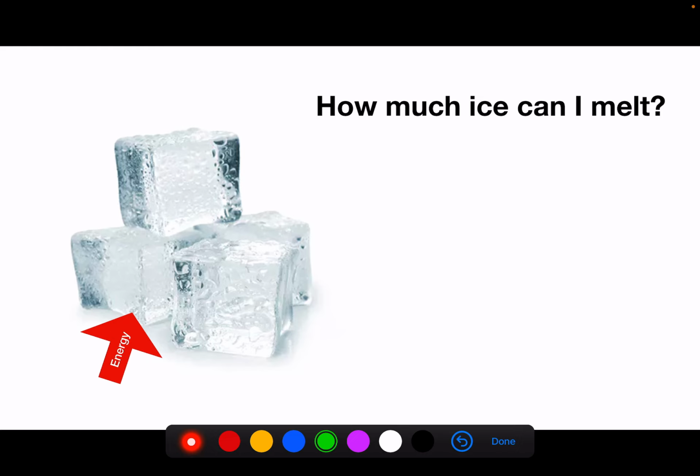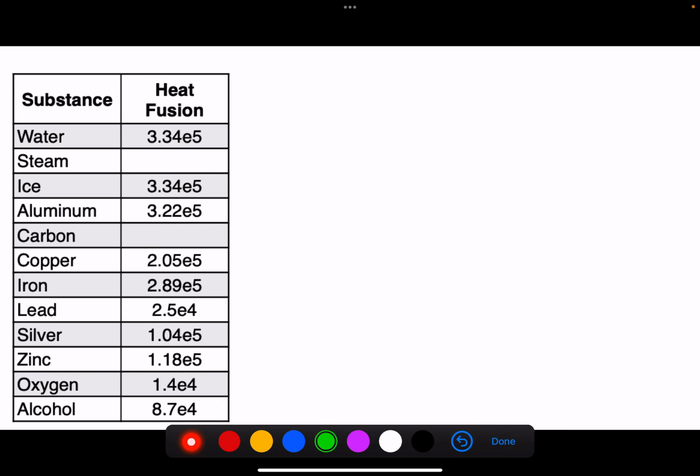So we have the ice already at 0 degrees Celsius, so it's about to melt, but it will not melt unless we add more energy to it. It turns out we have a column on our reference sheet called heat of fusion. It's going to be abbreviated HF, and that is going to tell us how many joules are required to melt 1 kilogram of your substance. So if I want to melt 1 kilogram of ice, it would require 334,000 joules of energy.